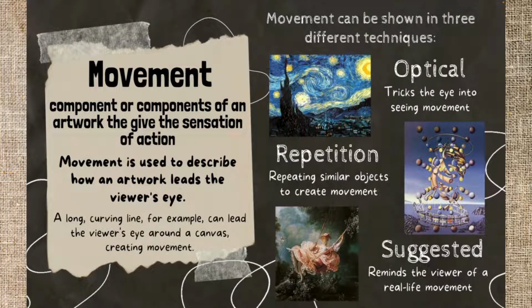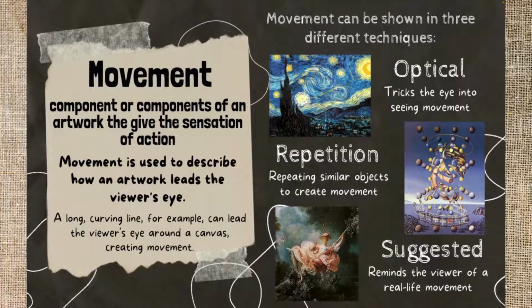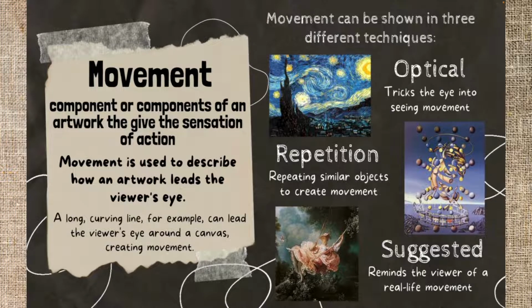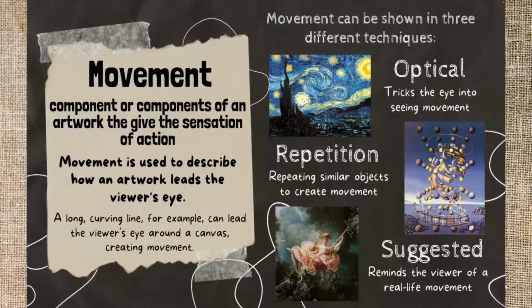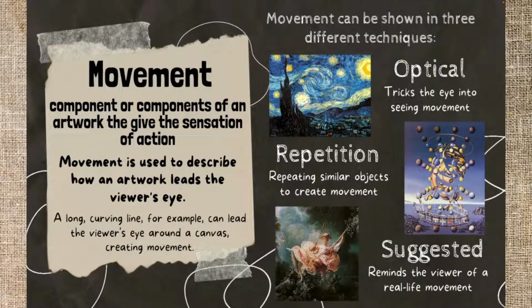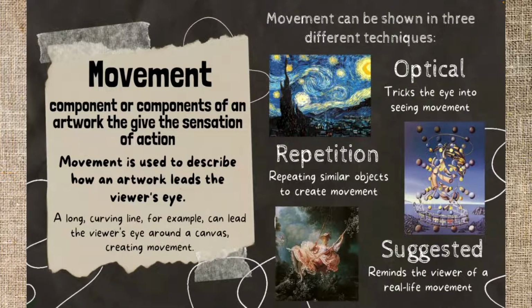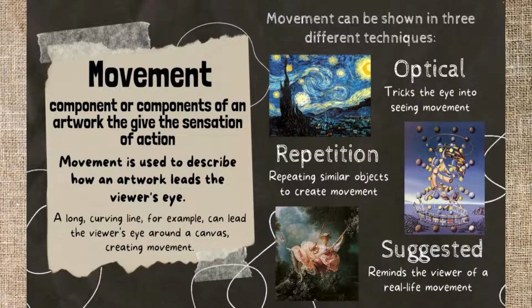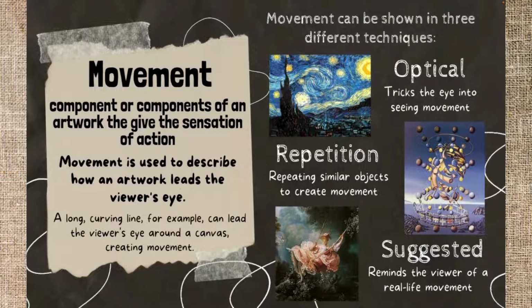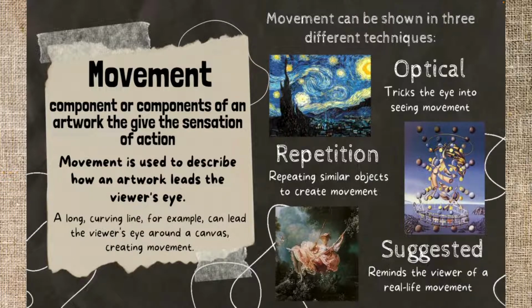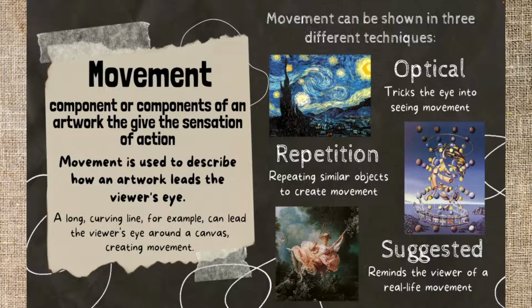So we have three general types of movements that we can analyze in an art piece. The first one is optical movement. So this is the kind of artwork where if you look at it long enough, it starts to look like it's moving. Van Gogh is very well known for his optical movement painting style for most of his artworks.